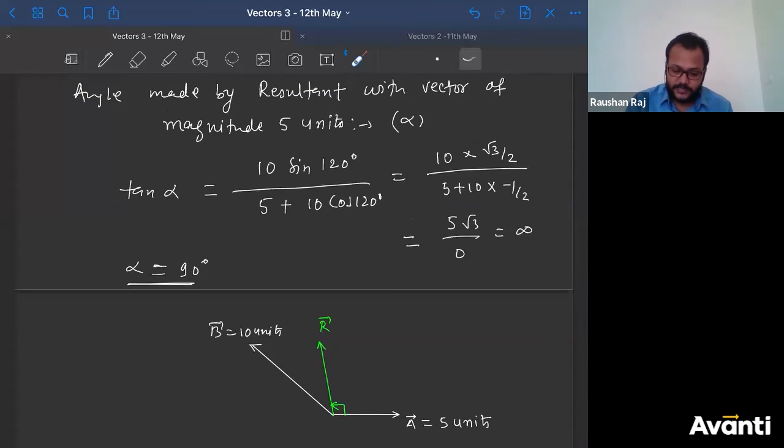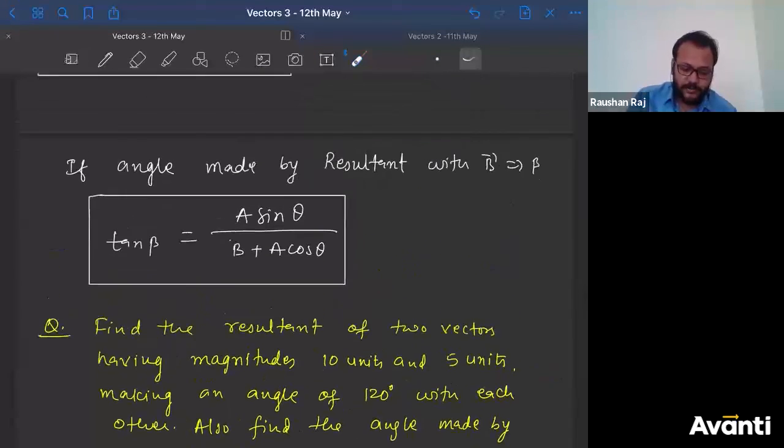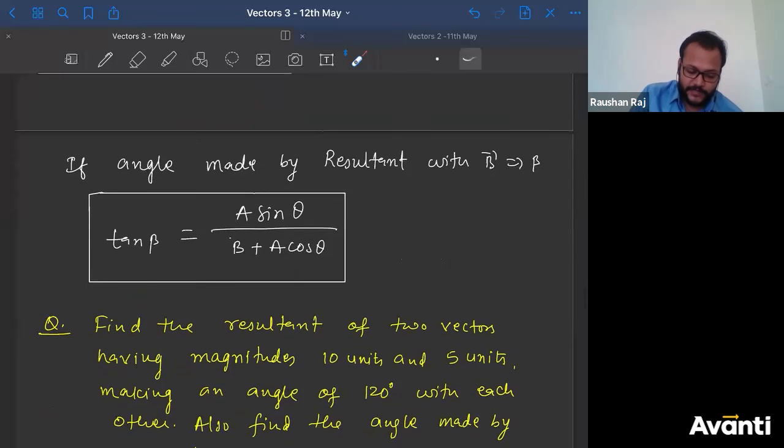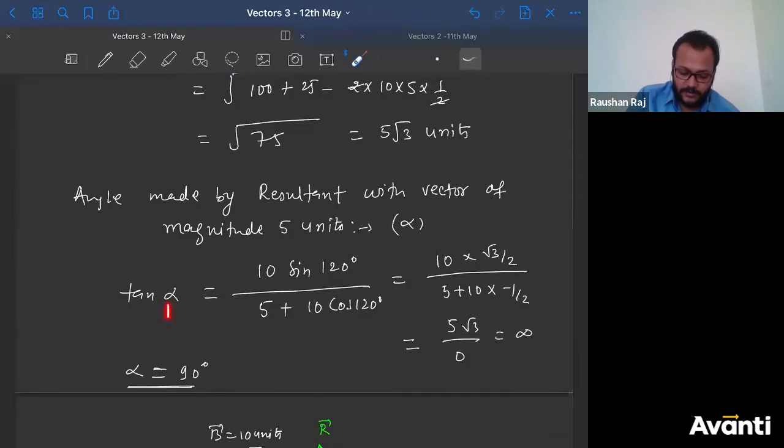What is alpha here? I have considered alpha is the angle made by the resultant with the vector 5 unit, right? So I have taught you here that tan alpha or tan beta. If this alpha is the angle made by the resultant with A, you have to put B sin theta divided by A plus B cos theta. If this is the angle made by the resultant with B, then you have to put A sin theta in the numerator. So using the same formula, I have used this form. So alpha is the angle made by the resultant vector with 5 unit, so I have to put 10 sin theta.